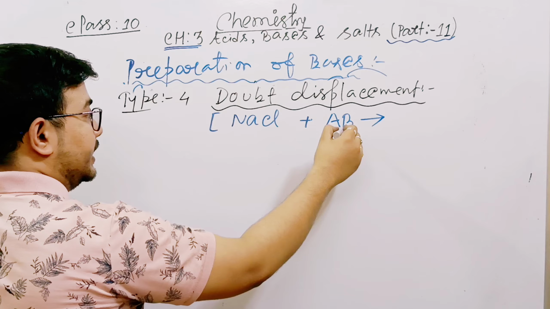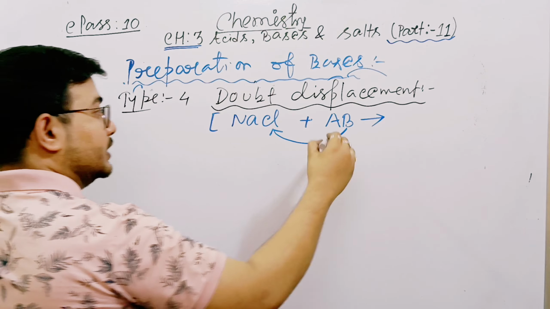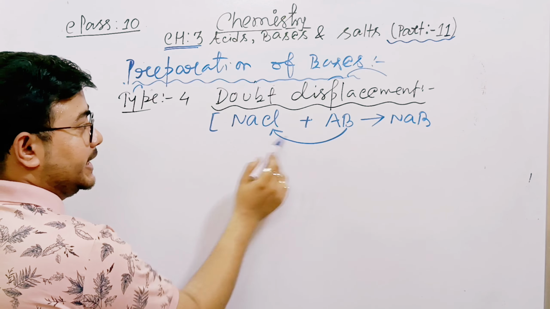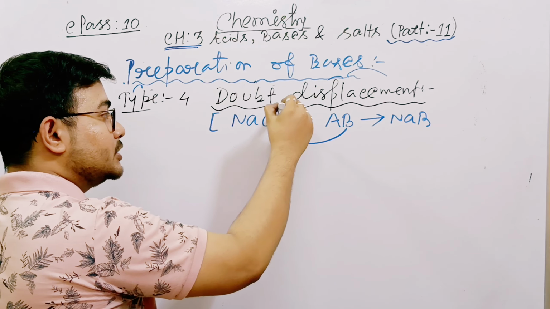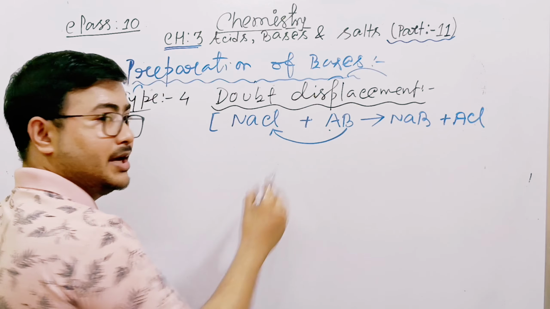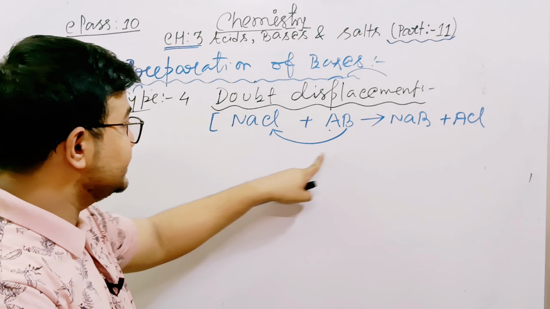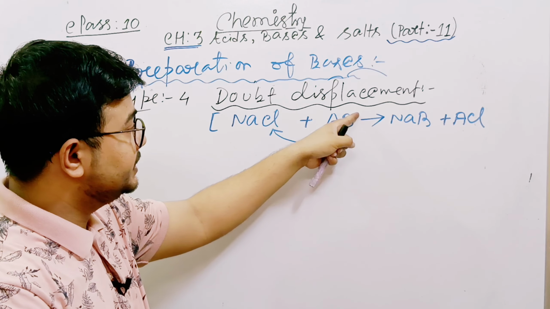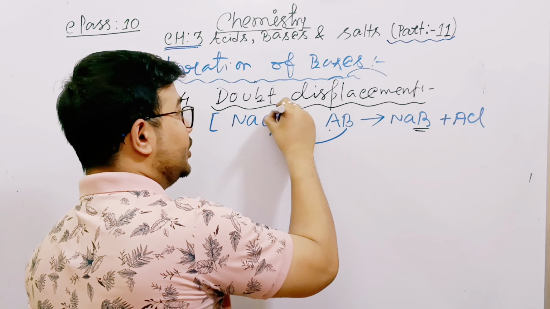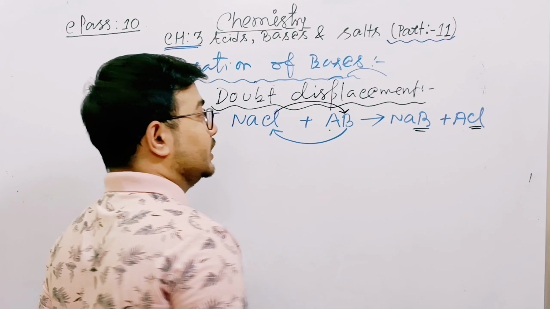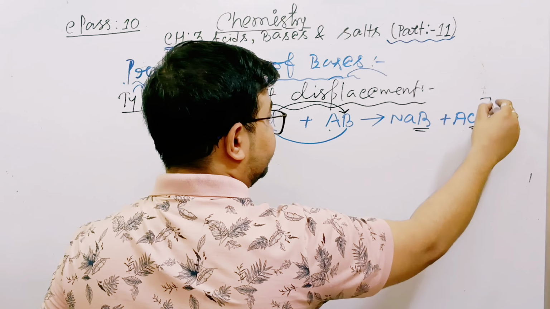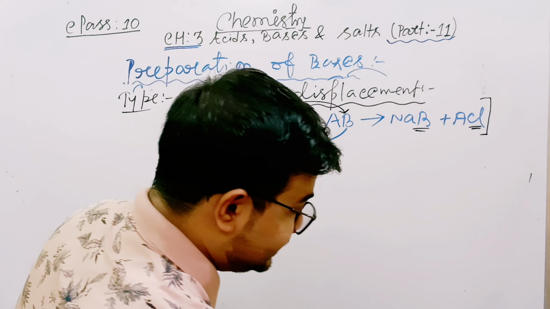Suppose B replaces this chlorine, so NaB will form. And this chlorine also attaches with A. So what is your answer? ACl, because the chlorine comes to A. So B replaces the chlorine, and chlorine also replaces the B. B replaces the chlorine and enters here, and chlorine also enters the position of A. So two-time displacement is called double displacement. Okay, so it is just a concept.